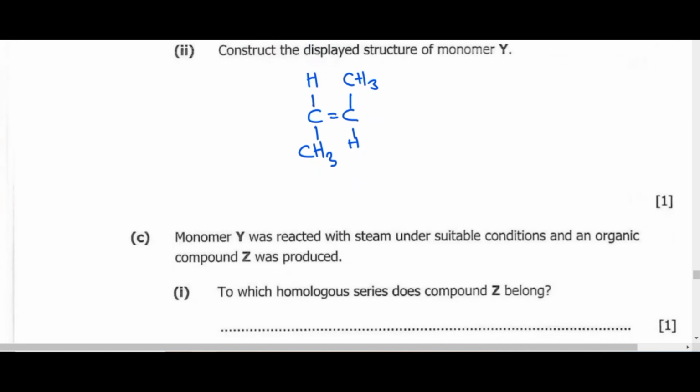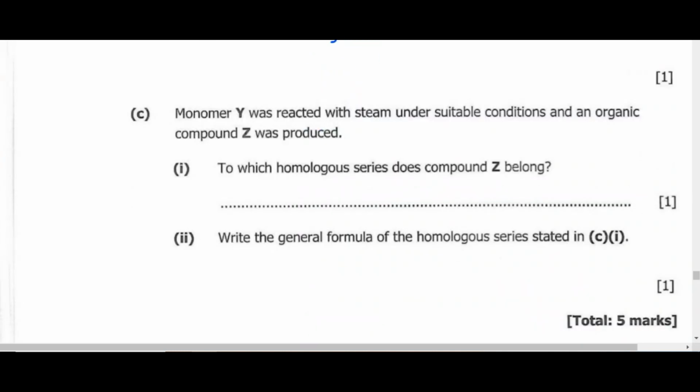So monomer Y was reacted with steam under suitable conditions, and an organic compound Z was produced. So organic Z was what? Was produced. And then the question is, to which homologous series does compound Z belong? So if we have steam here, steam is what? Is water, or we can say that is in a gas. So that is gas, because this is water.